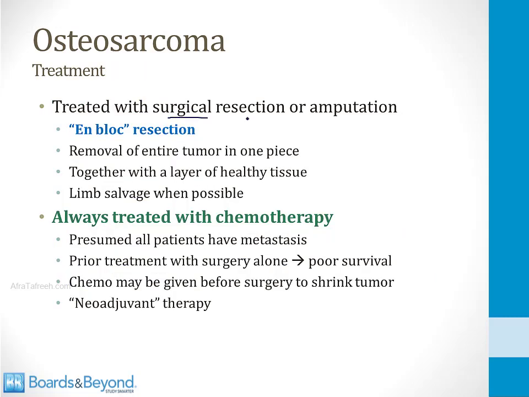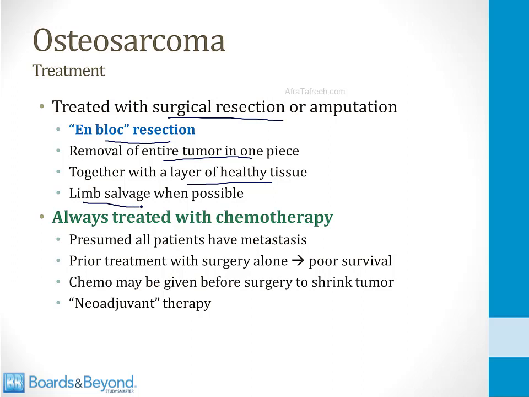Osteosarcoma is treated with surgical resection or amputation. The type of resection that's done is called an en-bloc resection. This means removal of the entire tumor in one piece together with a layer of healthy tissue. If possible, the limb is salvaged, meaning it is spared, but often it's not possible, and the patient has to have amputation, which is obviously very tragic for a young adult with one of these tumors.